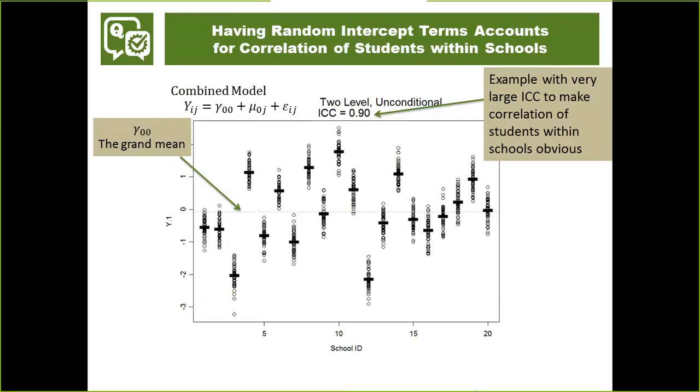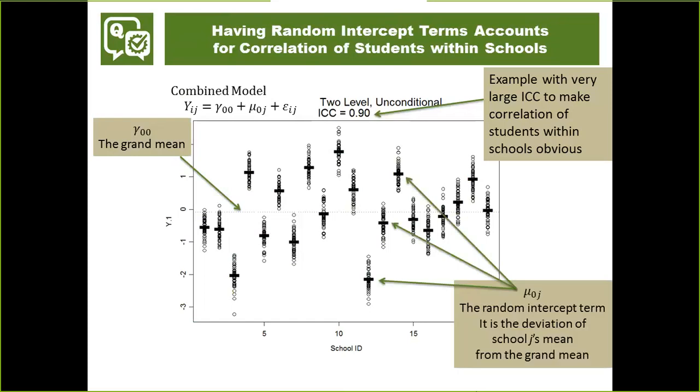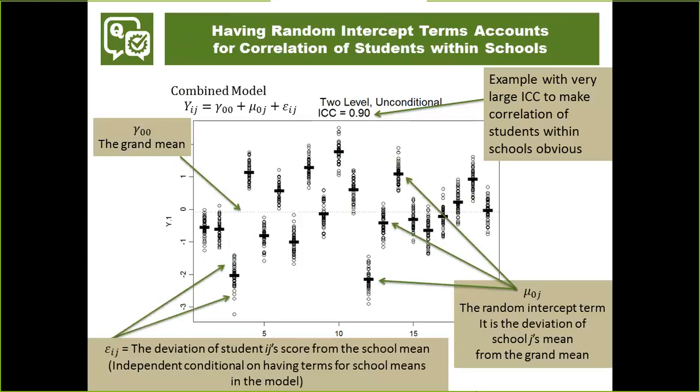all the schools. Mu naught j is the random intercept term. It's the deviation of school j's mean from the grand mean. Epsilon ij is the deviation of student ij's score from the school mean. These deviations of individuals around their school means are assumed to be independent, conditional on having terms for the school means in the model. So this is the way that the model accounts for the correlation of individuals within schools, by having terms for school means and the deviations of individuals from their school means at the student level.